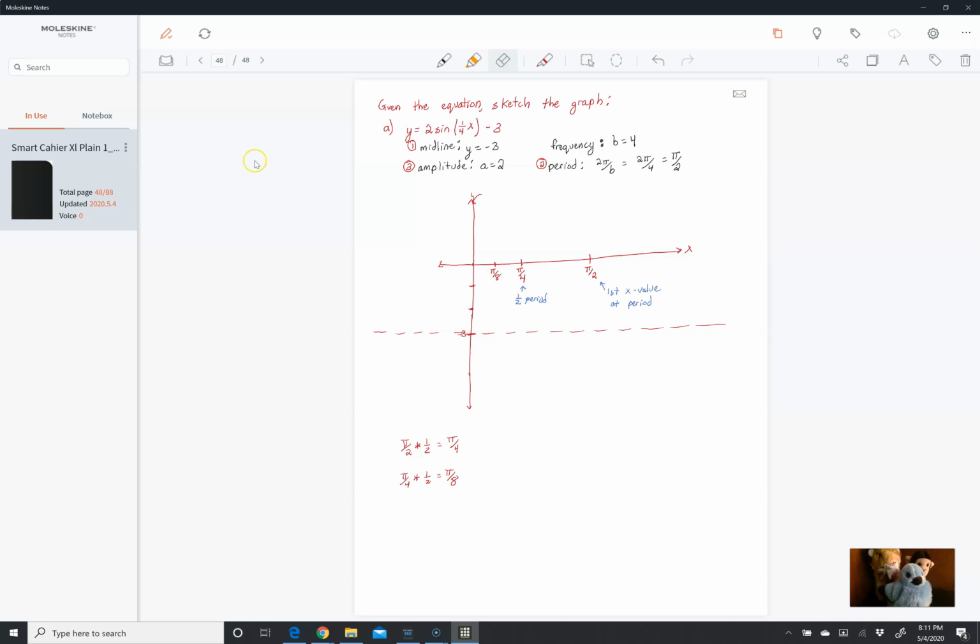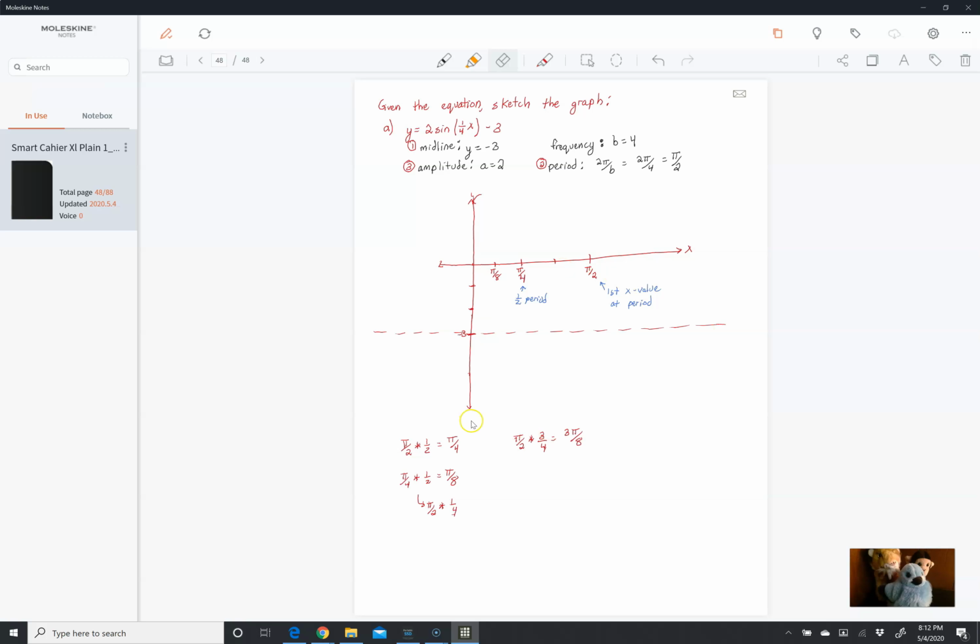Now, how do we get this number in the middle, right? Because this number is a little bit more difficult. Well, this is 3/4. It's 3/4 of our period. So it's 3 pi over 8. The other way that you could do this is the same thing as pi over 2 times 1/4.